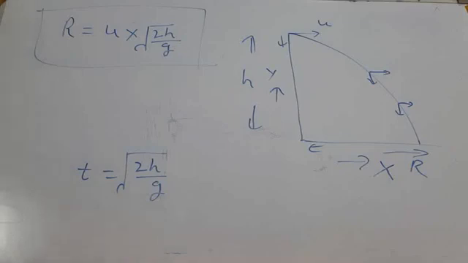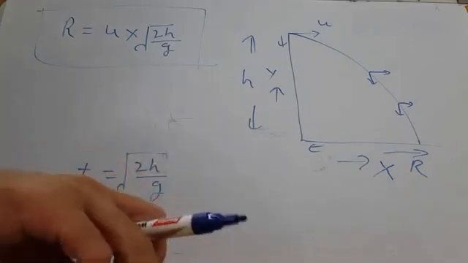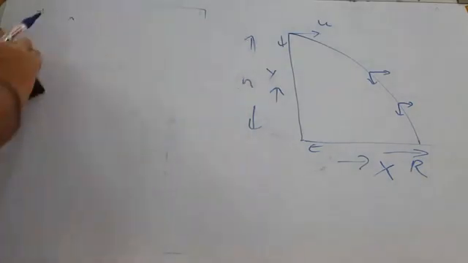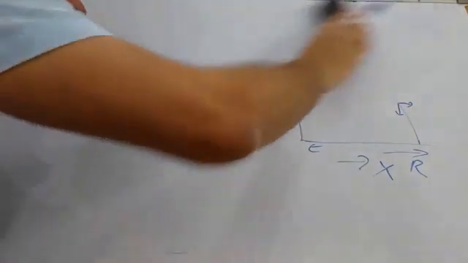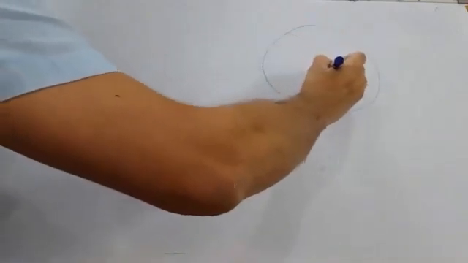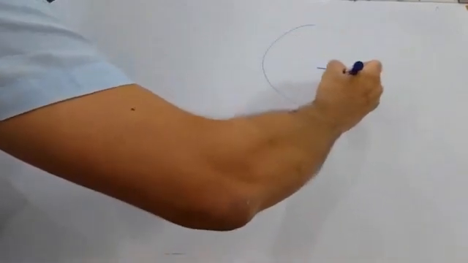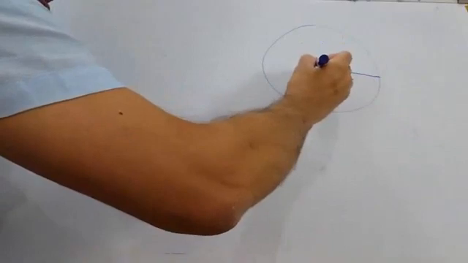Now I will take the basics of circular motion. Our next topic is circular motion. We will discuss it in detail, but in this lecture, I am taking only the basics. Suppose this is a circle, this is its radius, origin O, center O.